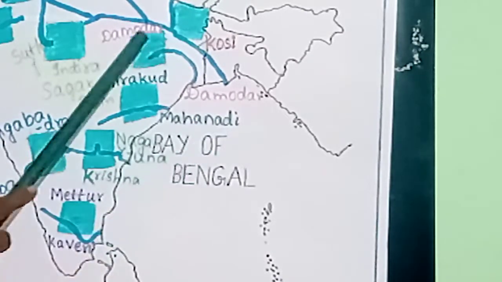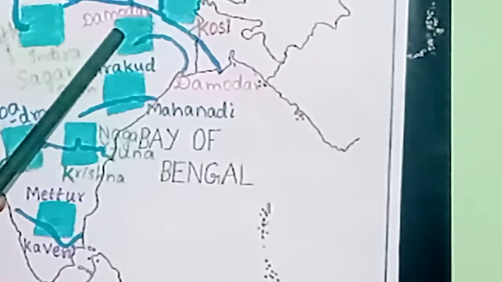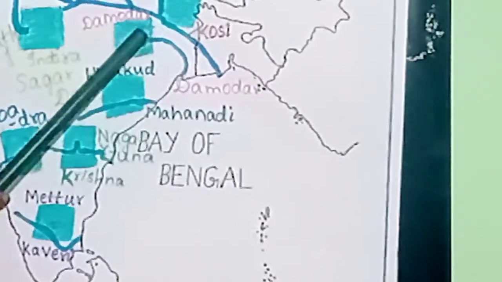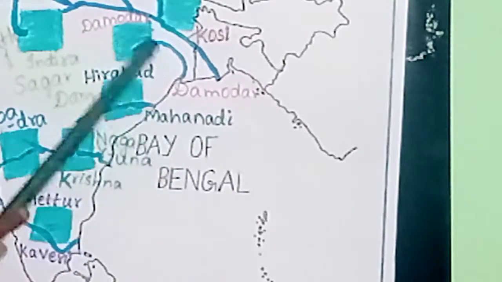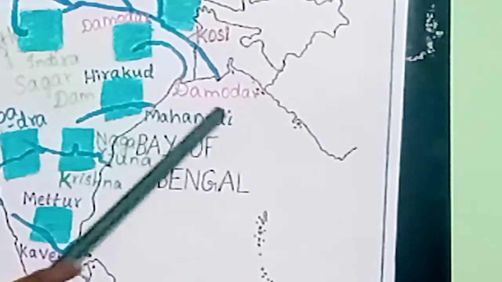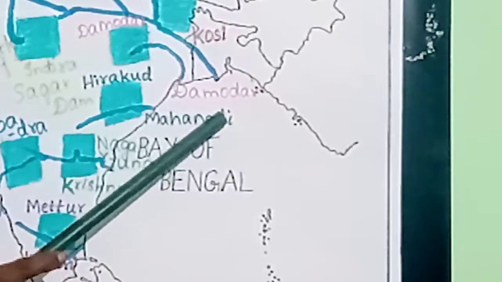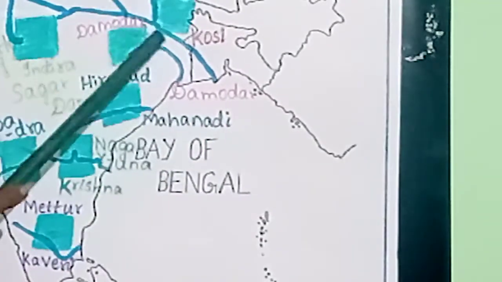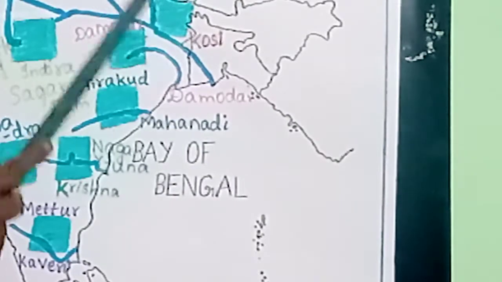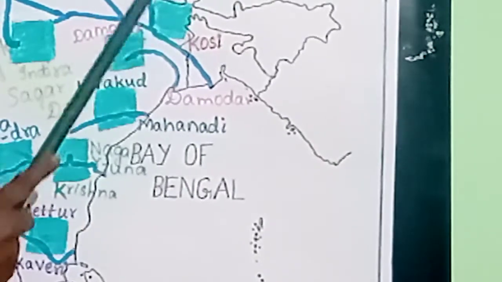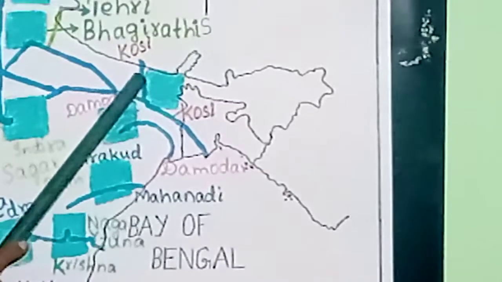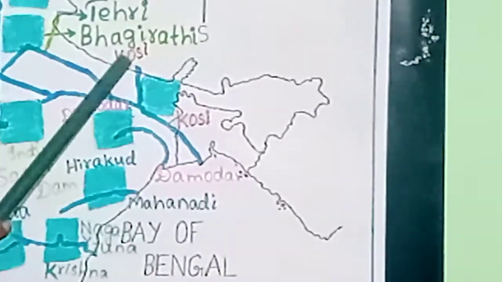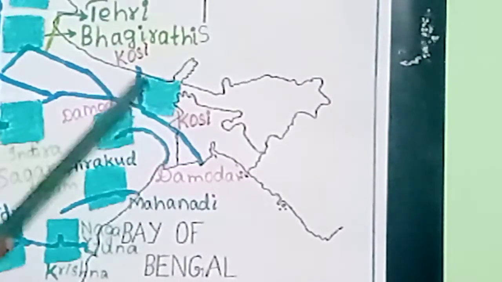Then the next one is the Damodar River Valley project, that means Damodar dam. This dam is built across the river Damodar. Then the next one is Kosi. Kosi dam is built across the river Kosi. This Kosi river is a tributary of the Ganga.